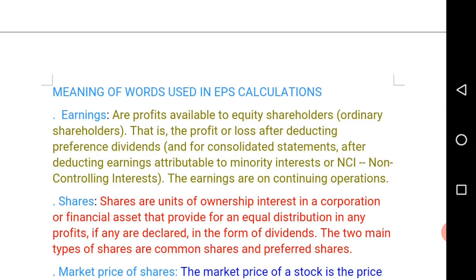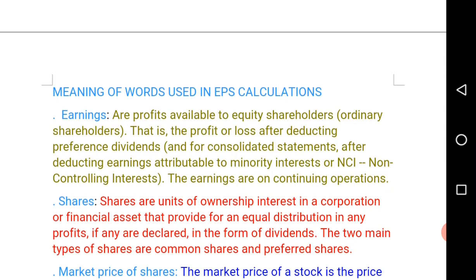So you have your profit there, you deduct your tax, then after that you deduct your preference dividend. Now the remaining balance of the profits is what we call earnings, and this earnings is the amount that can be distributed to the ordinary equity shareholders if the money is not supposed to be reinvested in the company.